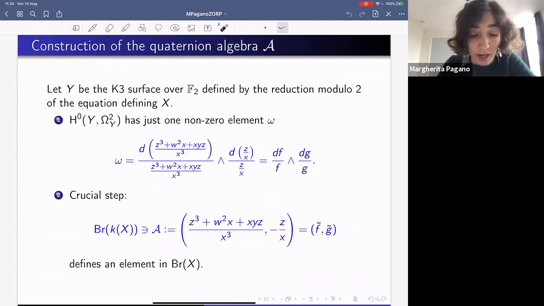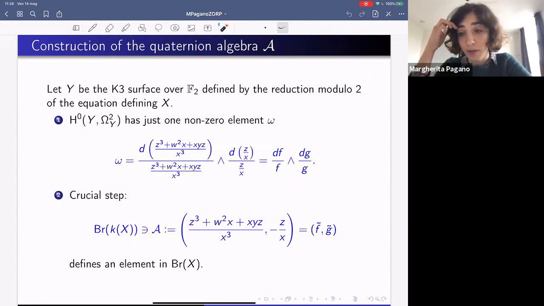So if we denote by Y the K3 surface over F2 defined by essentially the same equation defining X, just look at the equation modulo 2. Since X has good reduction at 2, when we look at this equation modulo 2, it still is a smooth polynomial, and therefore it defines a K3 surface in the three-dimensional projective space over F2. So by the property of K3 surfaces, the global two forms on Y is a one-dimensional F2 vector space. And so it really consists just of one non-zero element, omega.